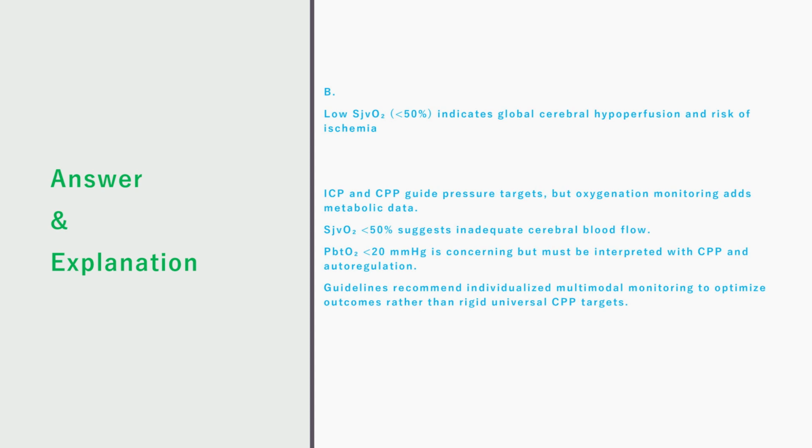Explanation: ICP and CPP guide pressure targets, but oxygenation monitoring adds metabolic data. SjVO2 less than 50% suggests inadequate cerebral blood flow. PbTO2 less than 20 millimeters of mercury is concerning but must be interpreted with CPP and autoregulation. Guidelines recommend individualized multimodal monitoring to optimize outcomes rather than rigid universal CPP targets.